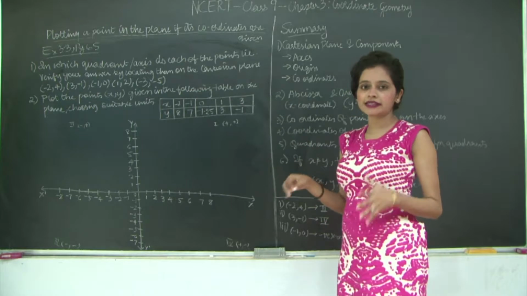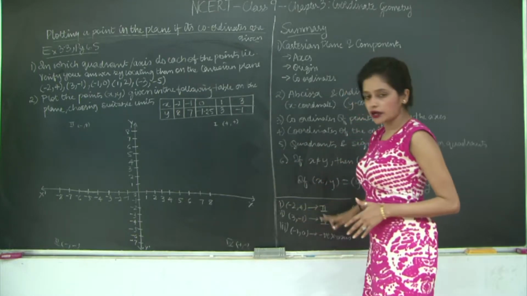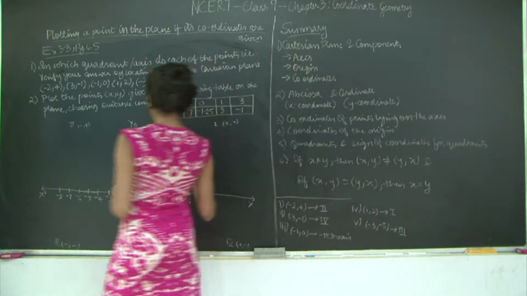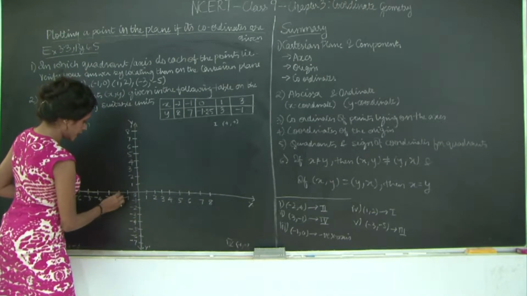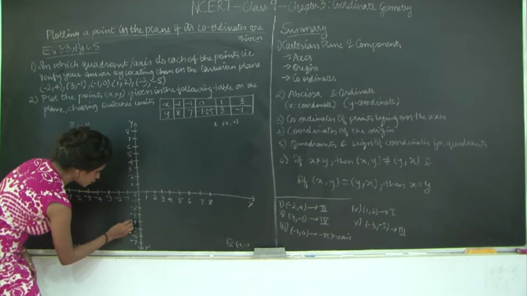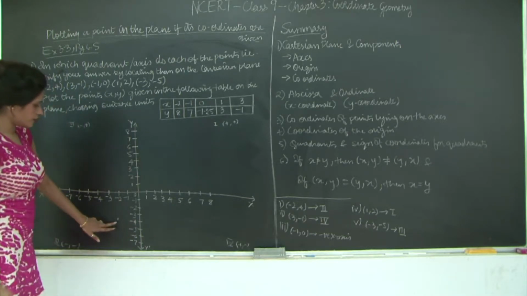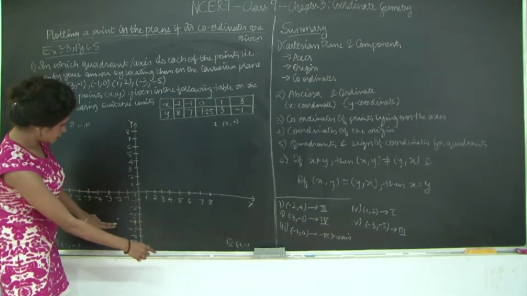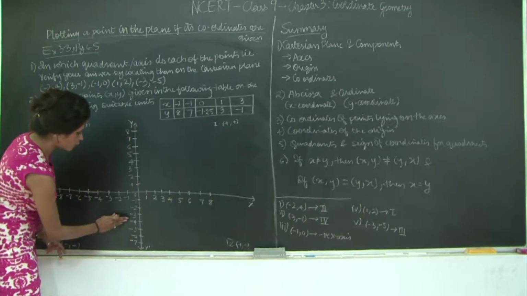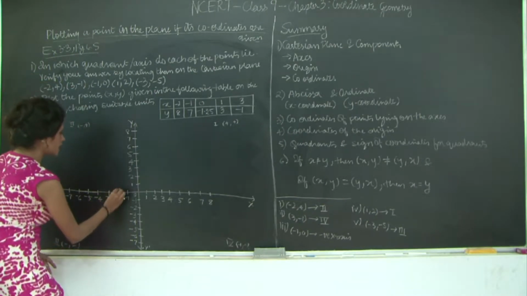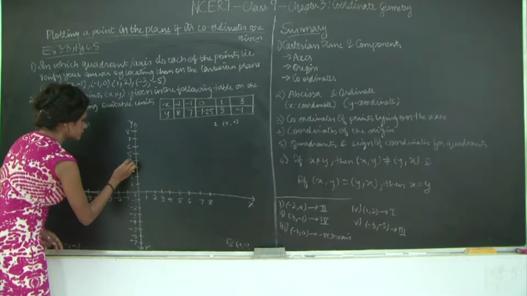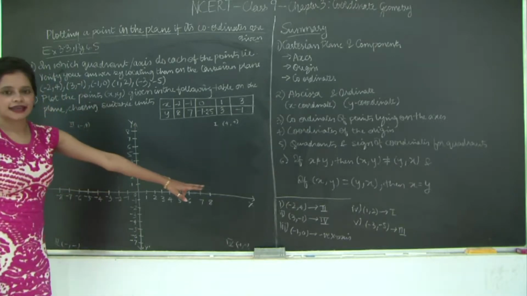So let us locate these points and confirm whether the quadrants that we have found for these coordinates are actually right or wrong. So let's go ahead with (-2, 4). So -2 is here on the x-axis and 4 is here on the y-axis. So (-2, 4) is lying in the second quadrant. Hang on, 4 is positive. So yes, it is lying in the second quadrant.